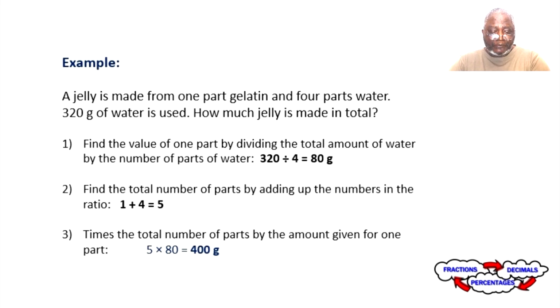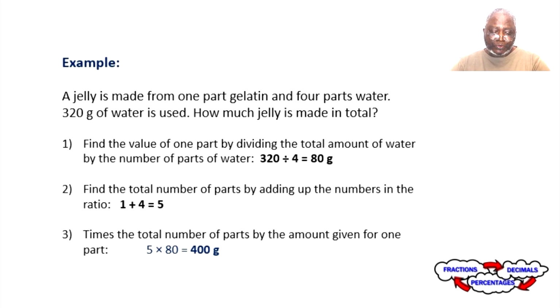A jelly is made from 1 part gelatin and 4 parts water. 320 grams of water is used. How much jelly is made in total? First, find the value of 1 part by dividing the total amount of water by the number of parts of water, which is 320 divided by 4, and that is 80 grams.